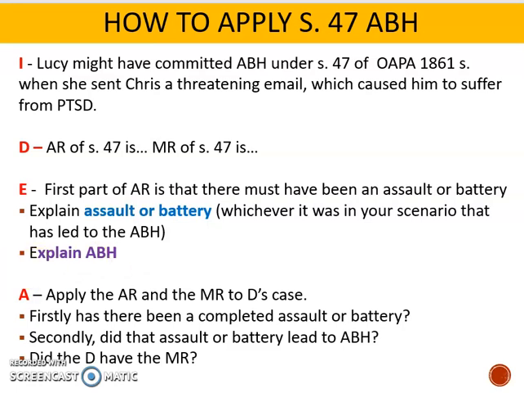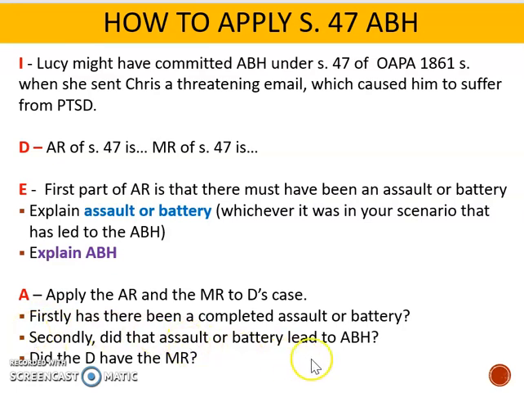And then, as always, to your application. So you need to apply the actus reus and the mens rea to your defendant's case. And remember, you must firstly decide, has there been a completed assault or battery? So I would be saying Lucy meets the actus reus of assault because she does an act, a threatening email, which can be enough, which caused Chris to believe that he might be injured imminently, and she intended to cause him to apprehend this harm.